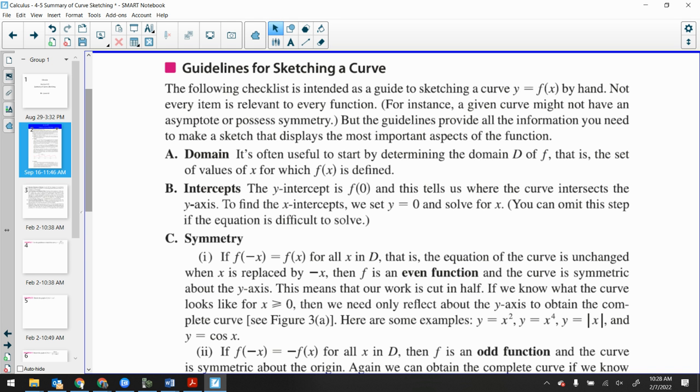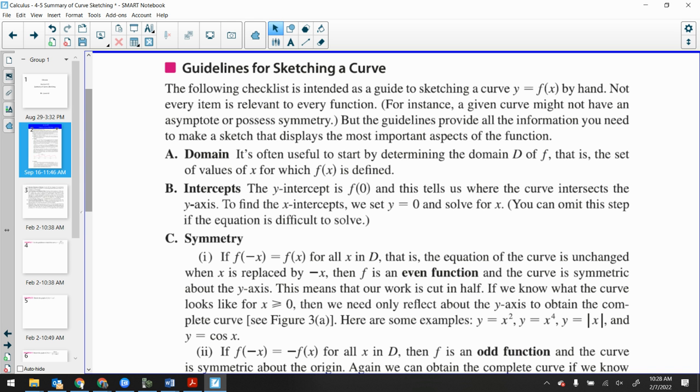So domain. It's often very useful to start by saying what is in the domain, what is not in the domain. Right? We've been doing that since Algebra 1, talking about the domain of a function. What are the possible x values that I could even plug into this function? And a lot of times it's useful to think about the range as well. But for our purposes here, we're just going to stick with the domain. It's often useful to start by determining the domain of f. That is the set of x values for which f of x is defined. And kind of more importantly, when is it undefined? What can't I have?